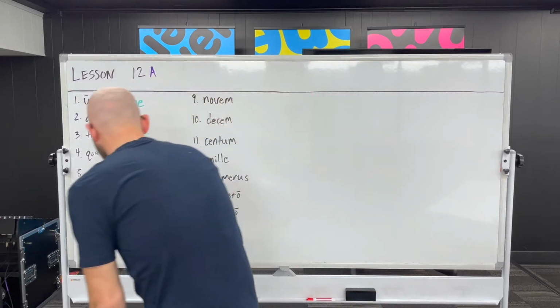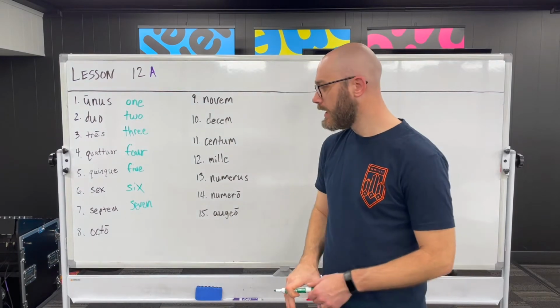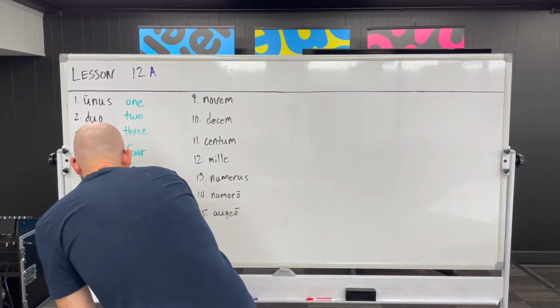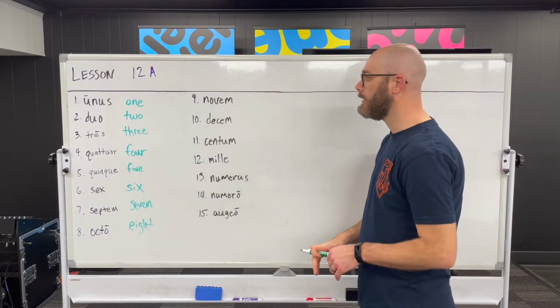Septem means 7. Number 7 is septem. Number 8, octo. Number 8 is octo. Octo means 8. The number 8 is octo.